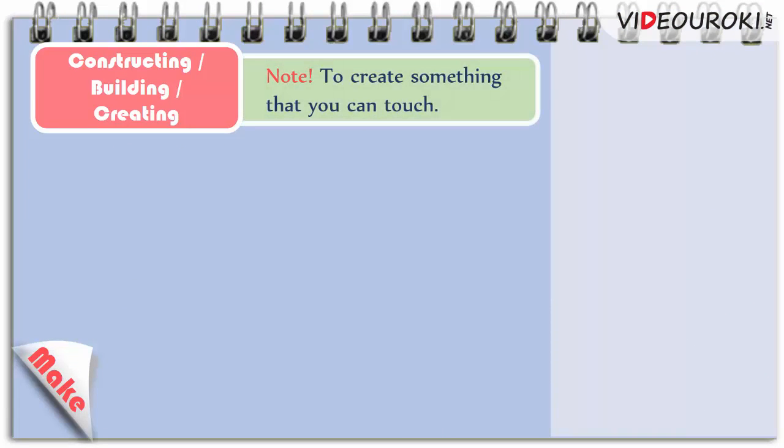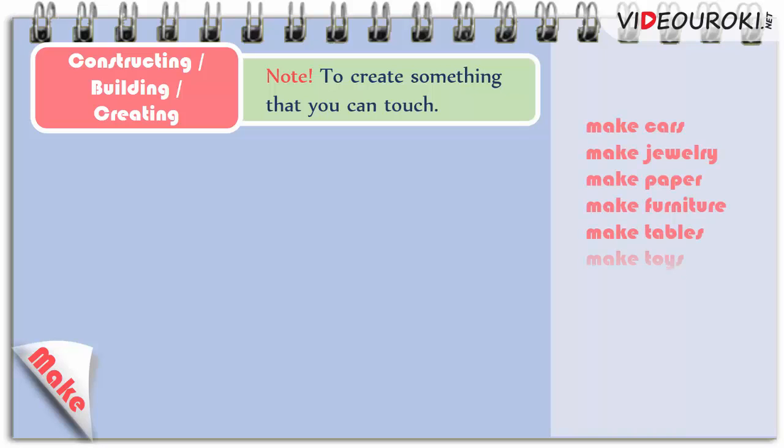First of all, we use make to express an activity that creates something that you can touch. For example, make cars, make jewelry, make paper, make furniture, make tables, toys, make bricks, make hats, make films, and others.